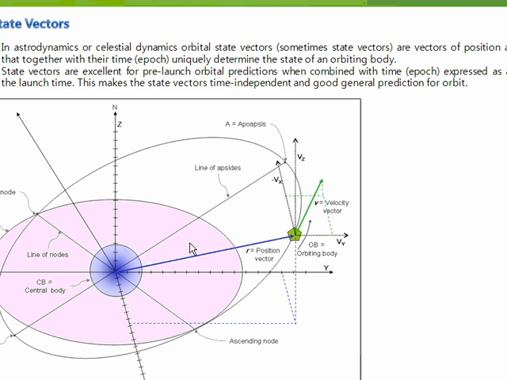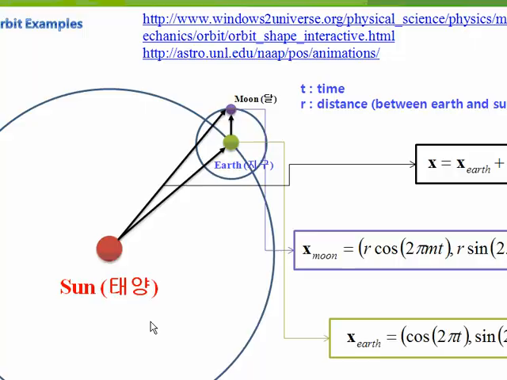Okay. This picture shows the relationship of the planet with the orbit. Here is a simple orbit example: Sun, Earth, and Moon here. These are the relationships between these objects. Okay. Moon, Earth, and Sun.